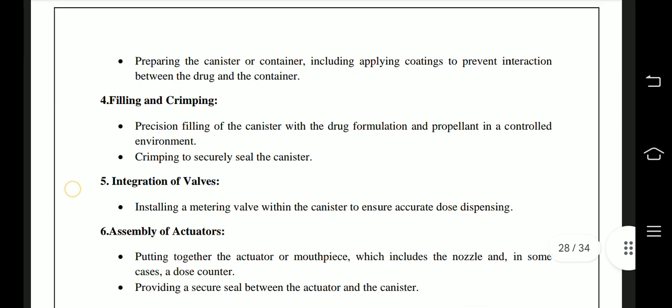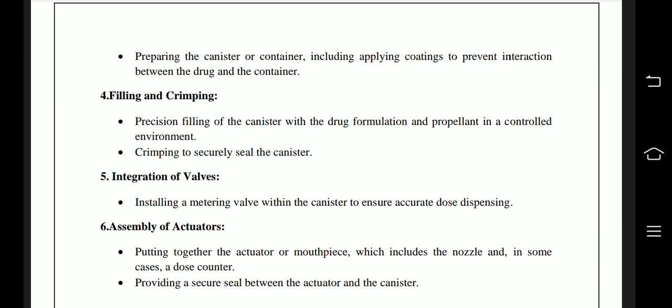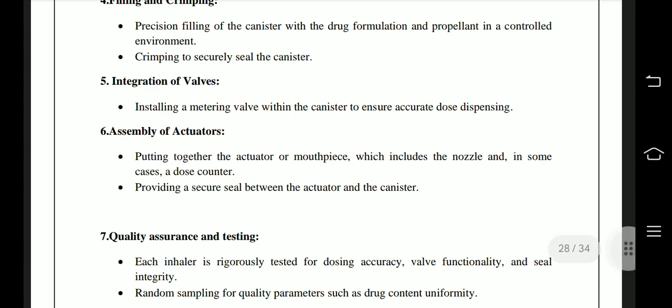Filling and crimping. Precision filling of the canister with the drug formulation and propellant in a controlled environment. Crimping to securely seal the canister. Next one is integration of valves. Installing a metering valve within the canister to ensure accurate dose dispensing.